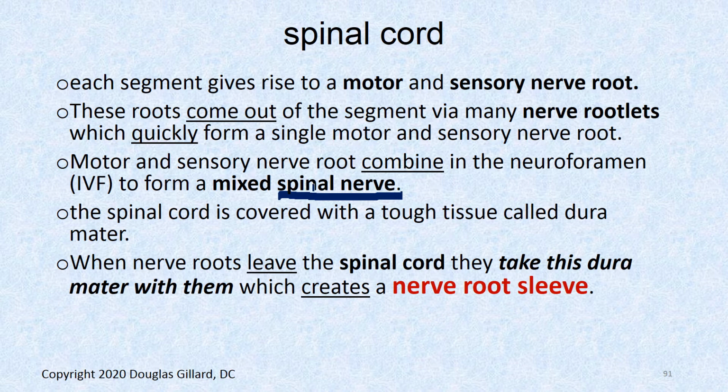When the nerve roots leave the spinal cord, they take the dura mater with them. Remember, these nerve roots at each level have to go through the intervertebral foramen to go out to do their jobs. They actually take some of the covering of the spinal cord, which is called dura mater and arachnoid mater, with them. Those are called nerve root sleeves.